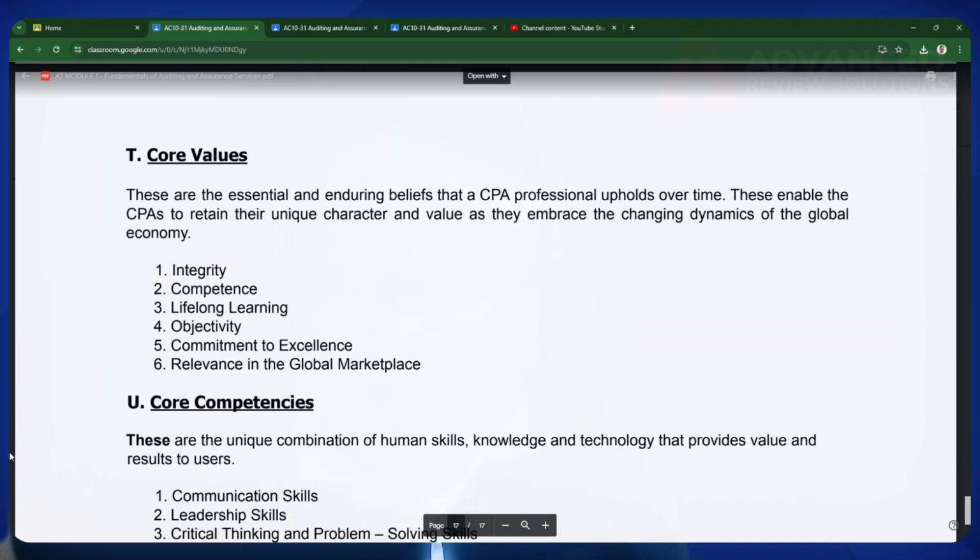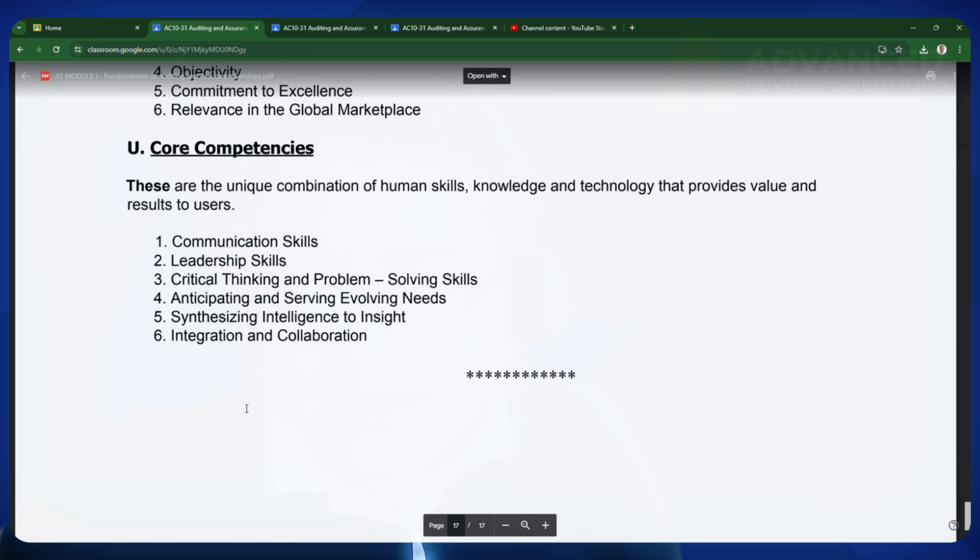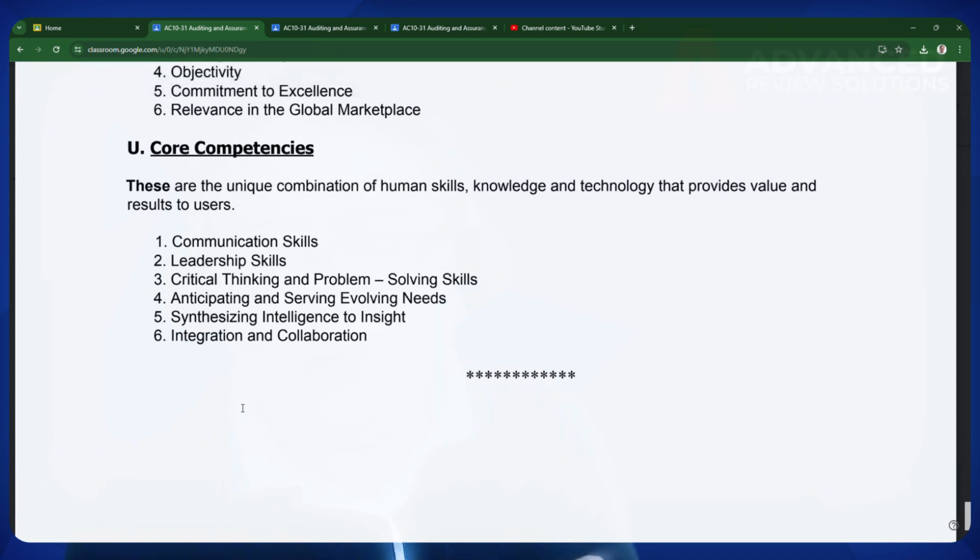That's why very important here are the core competencies. These are unique combinations of human skills, knowledge, and technology that provide value and results to the user. So, of course, you have communication skills, leadership skills, critical thinking, and problem solving. You also have anticipating, serving, and evolving needs, synthesizing intelligence and insights, and integration and collaboration.